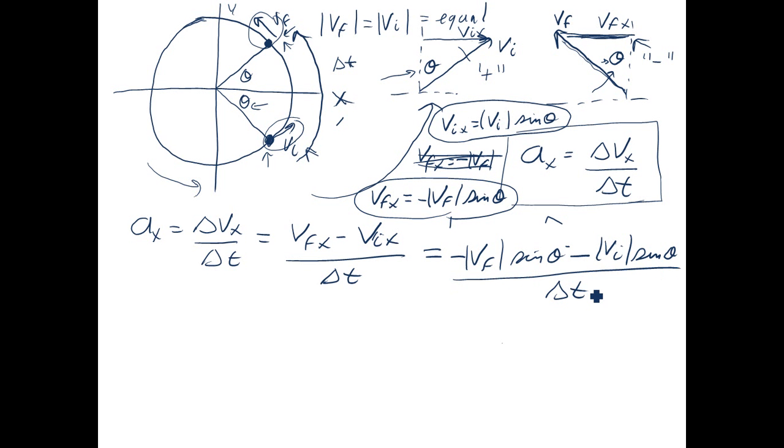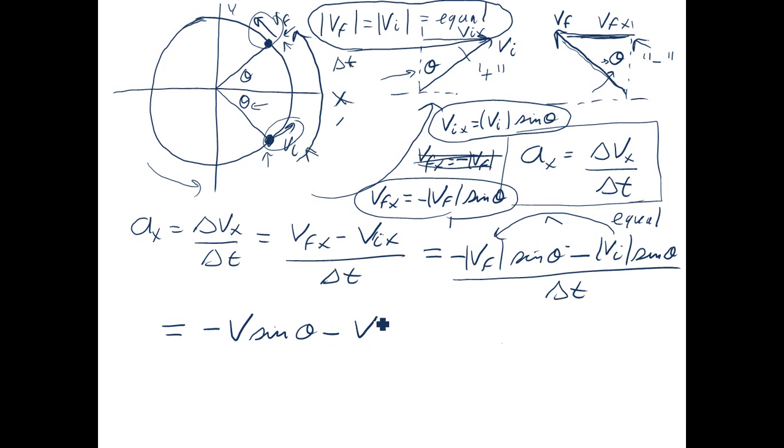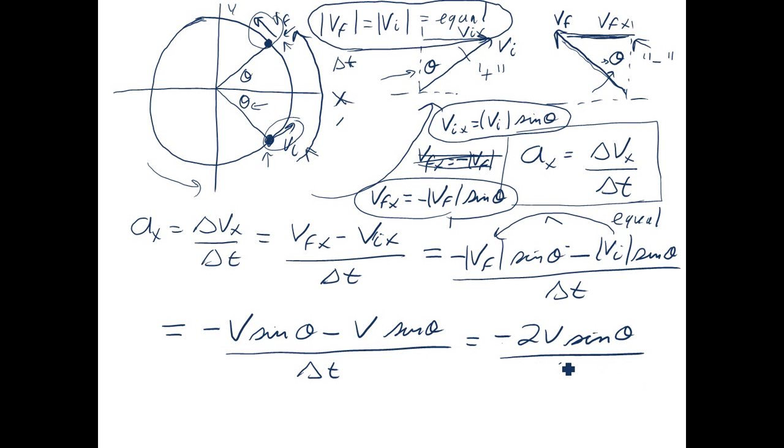So a_x is going to be minus v final magnitude sine theta minus v initial sine theta, divided by delta t. Now remember what I said up here, that v final and v initial, their magnitudes are equal. So these guys are equal. So I can then write, basically, let's just put a v here, sine theta, subtract v sine theta over delta t, which if you look, that's just 2 v sine theta over delta t.